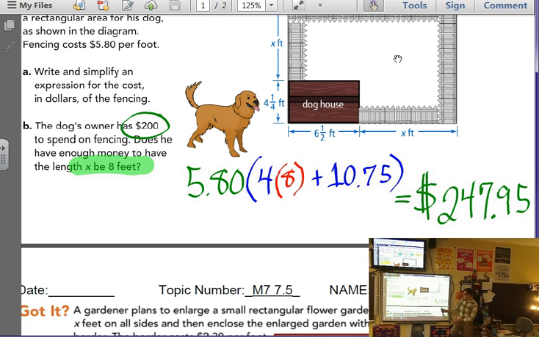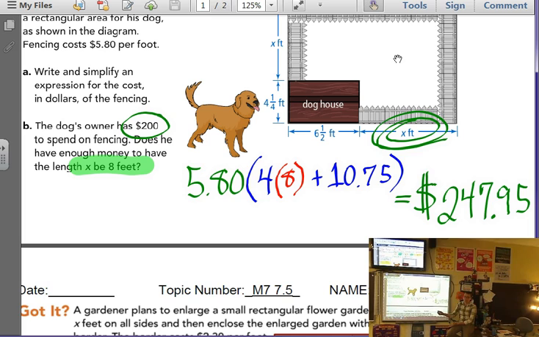Wait, so $247.95 if those X sections are 8. So when we reason through this, what could he do if he only has $200 and that's that? Not build a fence. Well, he could try to just build something, or downsize the X. You can still fence with your X downsized. If he builds a slightly smaller fence, he could afford it.